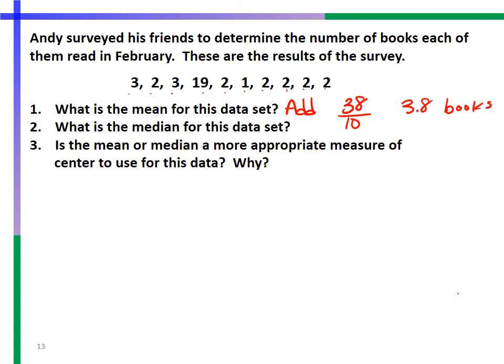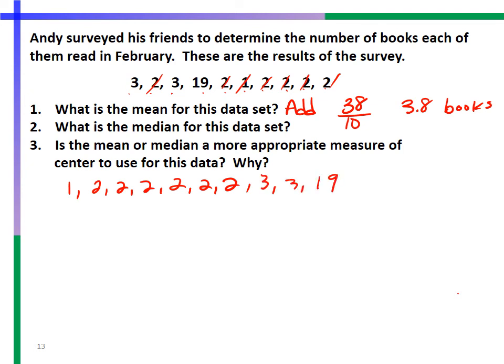So if we're going to find the median, we line them all up and find the middle number. So line them up least to greatest. The smallest number is 1. And then we have a bunch of 2's. We have 6 2's. Double checking. We have 2 3's, a 3 and a 3, and then a 19.